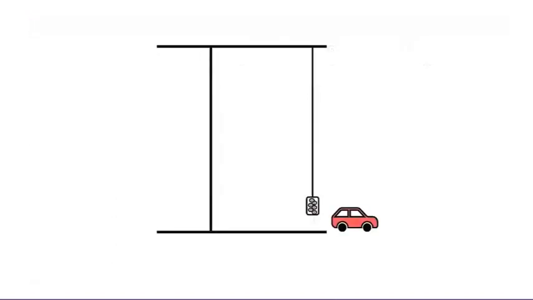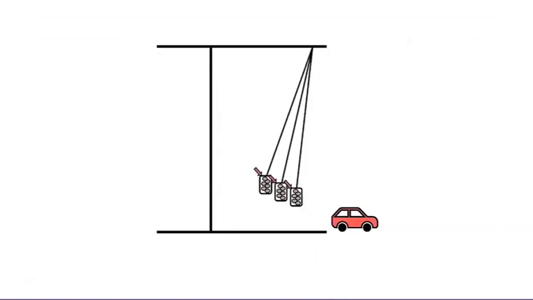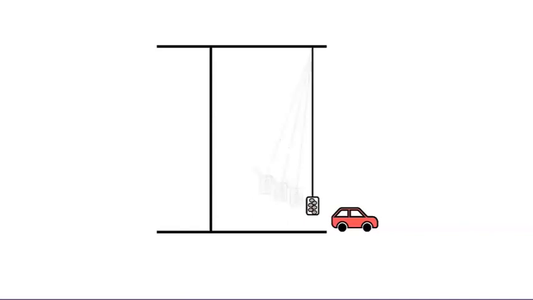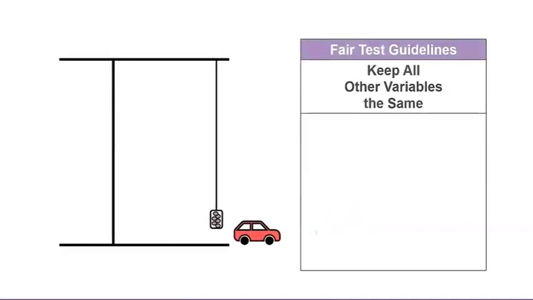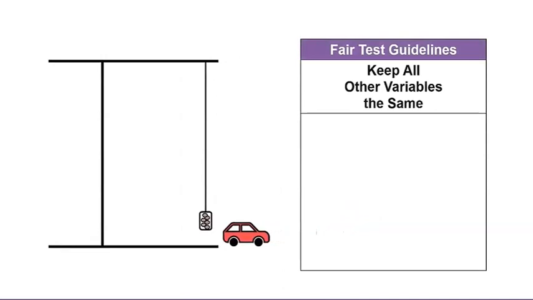Here's how we have set up our investigation so far. The only variable we will change is the release distance of the pendulum. So what other variables will we want to keep the same? Maybe you said we need to make sure the length of the string on the pendulum is the same every time.